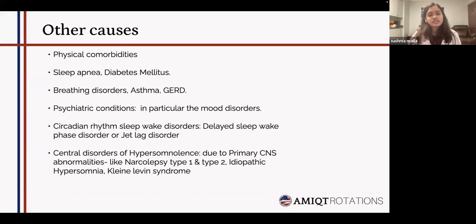They usually increase the risk for excessive daytime sleepiness, including increasing the risk for sleep apnea, diabetes mellitus, breathing disorders, asthma, GERD. We often hear patients mentioning that at night they just stop breathing. And psychiatric conditions, in particular the mood disorders like bipolar disorders. This interaction is particularly interesting because psychiatric conditions cause excessive daytime sleepiness, and excessive daytime sleepiness increases the chance of further acute attacks of these mood disorders as well.